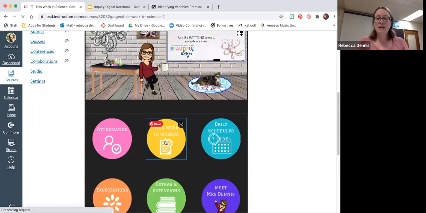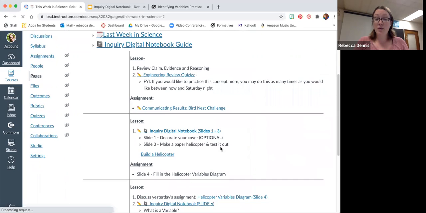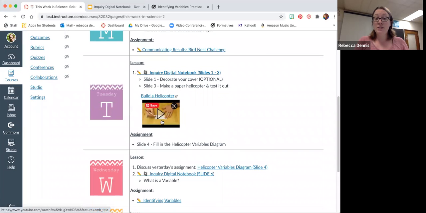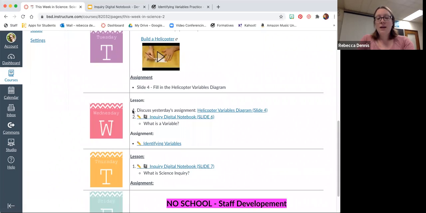If for some reason you didn't make your helicopter or you want to make another one, you can find instructions by watching this video right here. Any kind of paper works. I think he uses a piece of notebook paper, but you can use printer paper, you can use thick cardstock, anything works. All right. Then we're going to go down to Wednesday, and I'd like you to click on the one that says helicopter variable diagram.